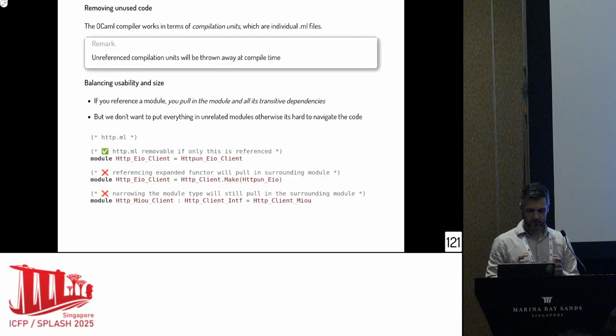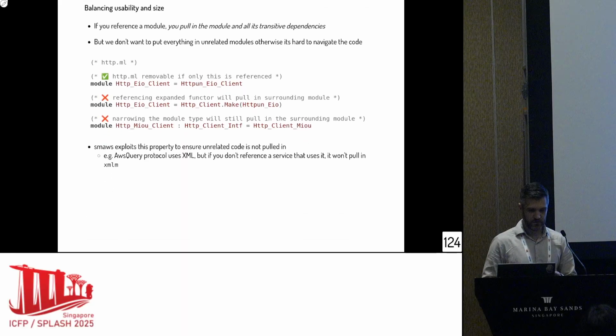We can exploit this to group together mutually exclusive modules, such as HTTP implementations, in the same place without forcing the end user's code to include both. You'll see it more clearly in these examples. The first line is just like a simple module alias. The second one is a functor. Functors get expanded in the scope, so if you reference that second line, you'll get the whole http.ml file as well. And same with this one. If you narrow the type interface, it causes the whole module to be pulled in.